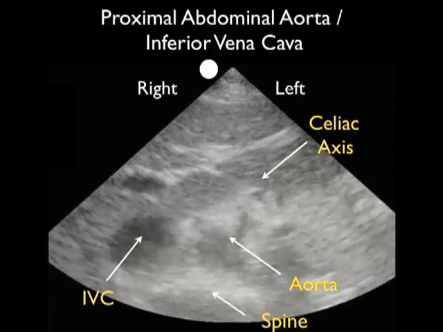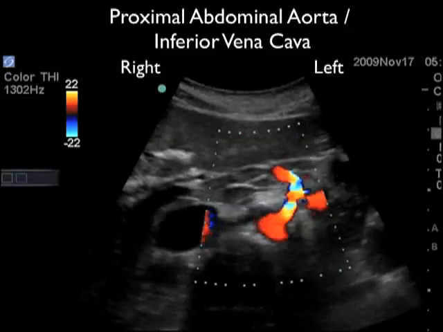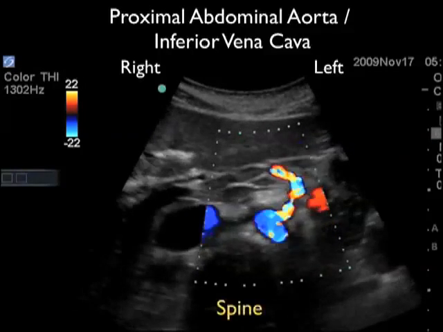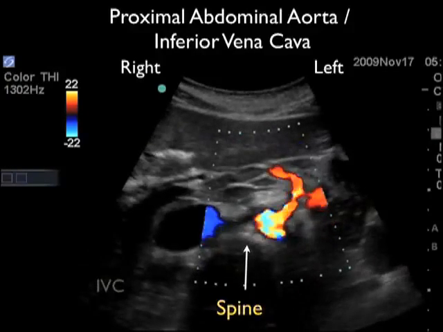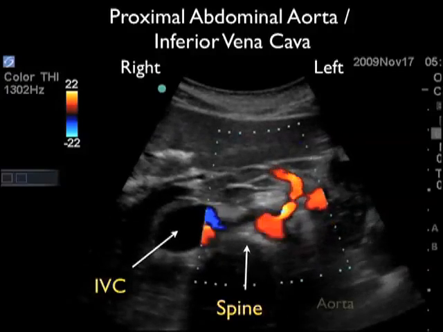Notice the inferior vena cava towards the patient's right side, and we see the aorta towards the patient's left side, with the seagull sign made up of the celiac axis coming off the aorta. Here we have a video clip in which we'll look at the ultrasonic appearance of the celiac axis using Doppler sonography. We again identify the spine by its hyperechoic or bright appearance, and we see the IVC over towards the patient's right and the aorta towards the patient's left.